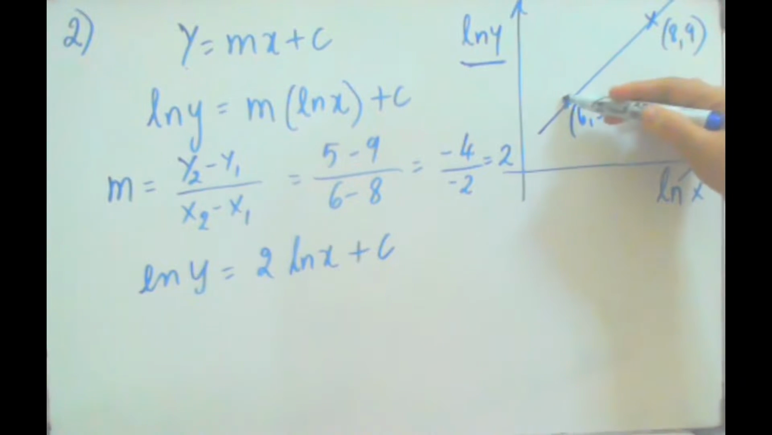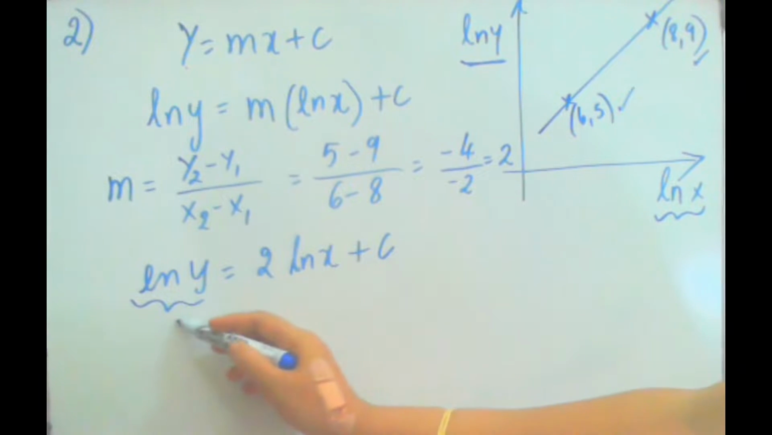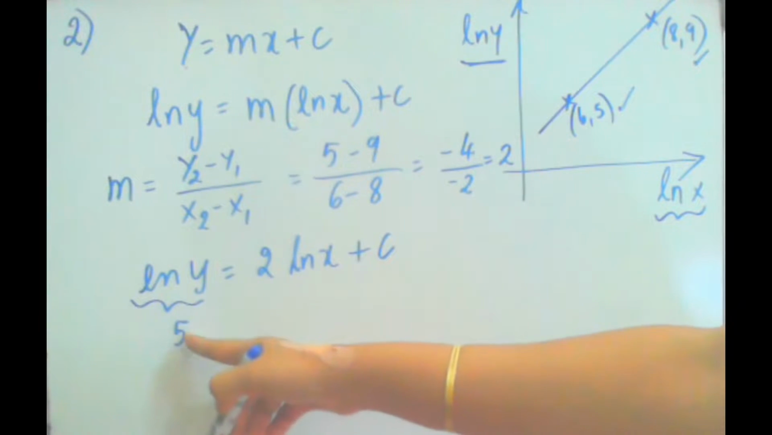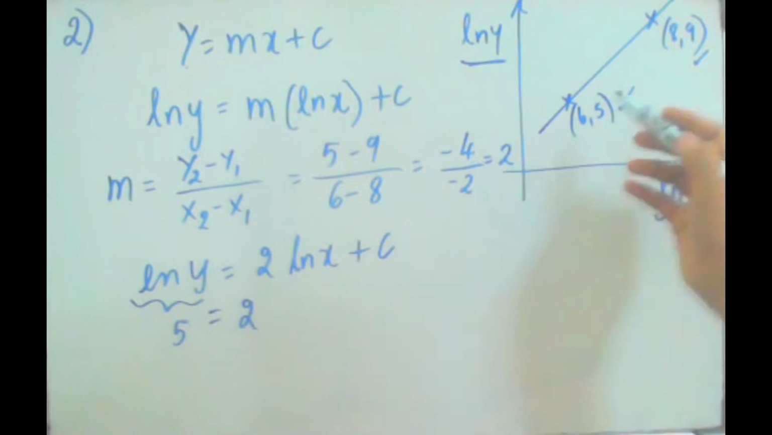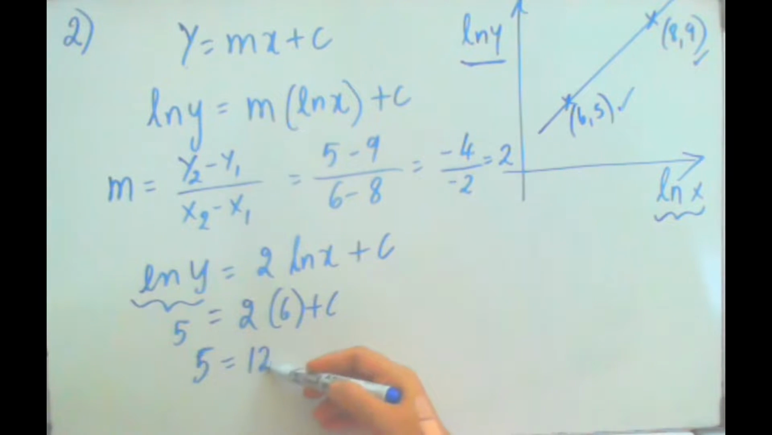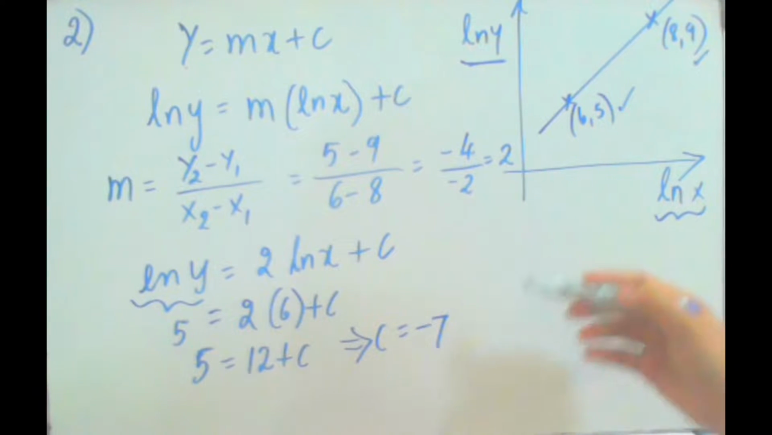Now to find c, we can make use of the 2 points on the line given. We can use either this one or this one. Let us use this one. So 6 is the value of the x coordinate, in this case it is ln x, and 5 is the value of ln y. So for ln y, we substitute 5. Note here, you are not going to write ln 5. You are going to write 5 to substitute the entire ln y. So 5 equal to 2 into 6 plus c. So it is 5 equal to 12 plus c. Here we get c equal to negative 7.